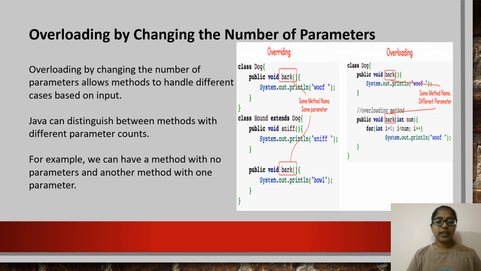Overloading by changing the number of parameters. This allows us to handle different cases based on an input. Java can distinguish between methods with different parameter counts. For example, you can see in the figure, we have taken a method with no parameters and another method with one parameter.